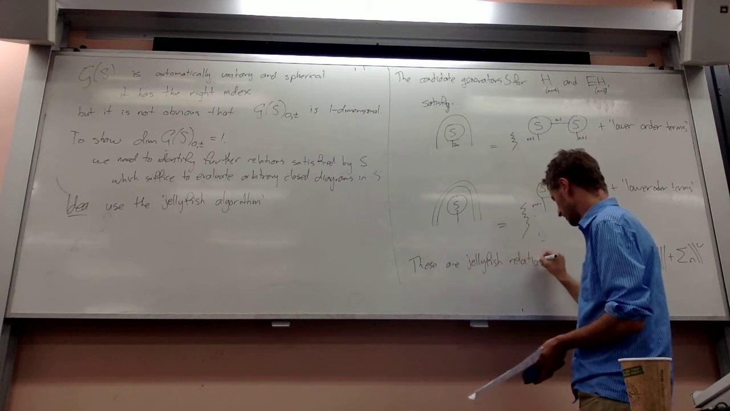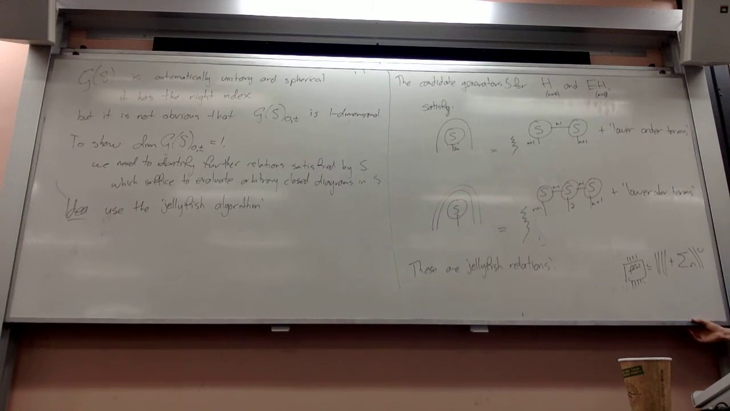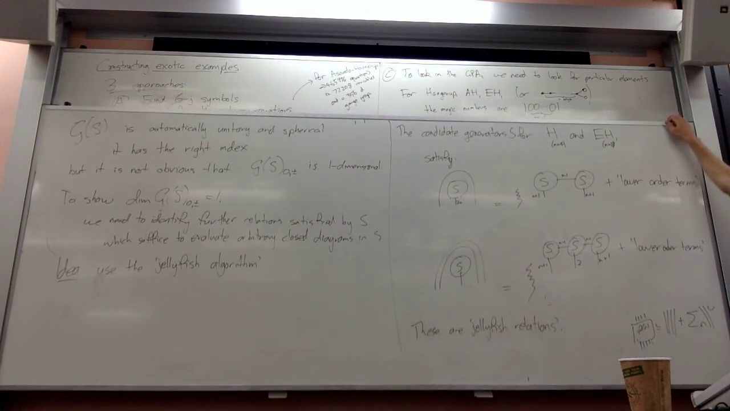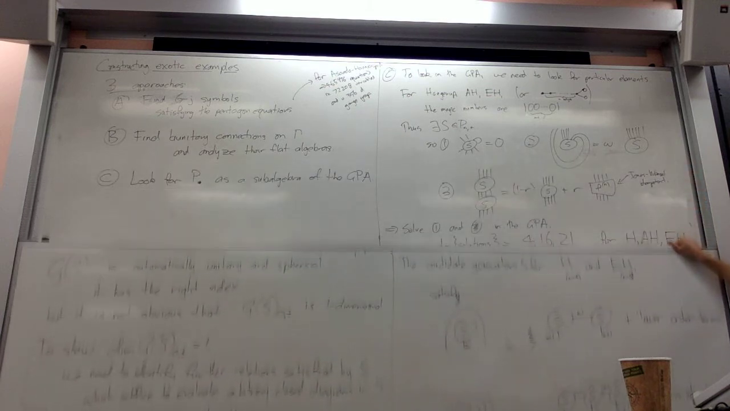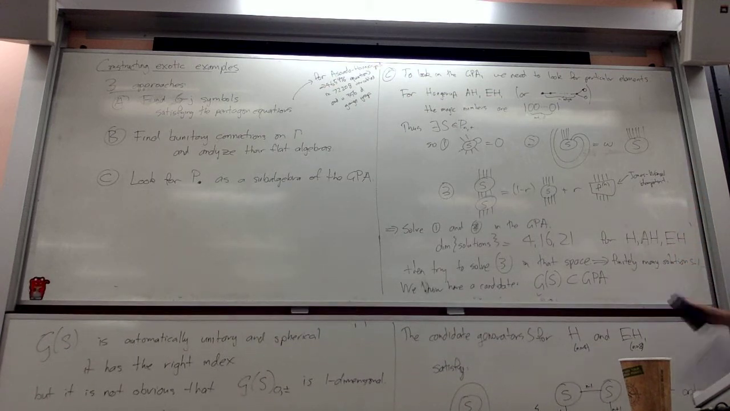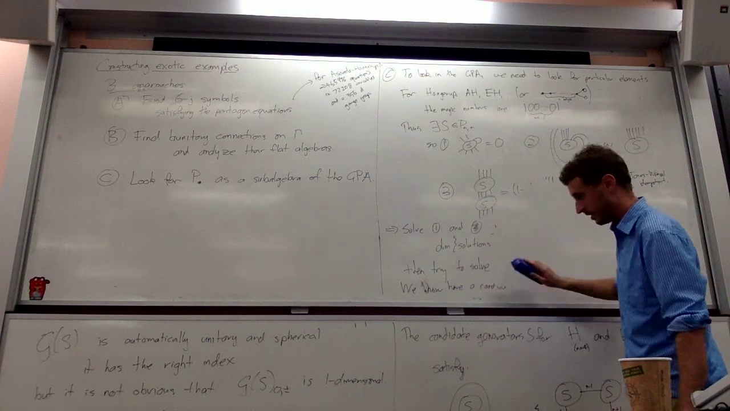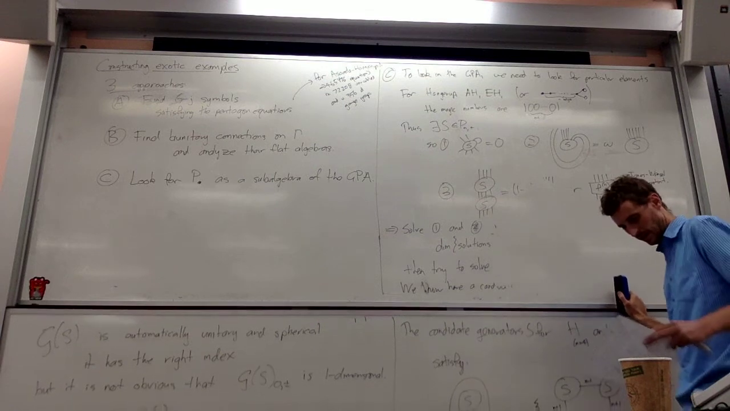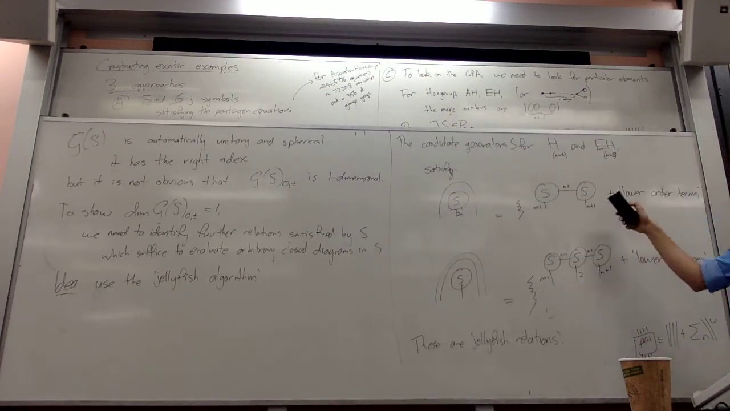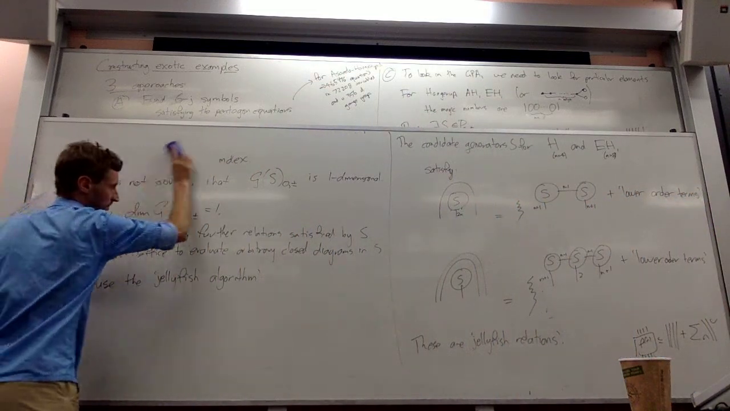What on earth are we going to do with these relations? Well, I claim that these relations suffice to evaluate an arbitrary closed diagram. And I'm going to show you how to do that by giving you the jellyfish algorithm for simplifying a closed diagram. And actually, I'm just going to keep using this board because I want to have these inside. So I'll just erase this out.